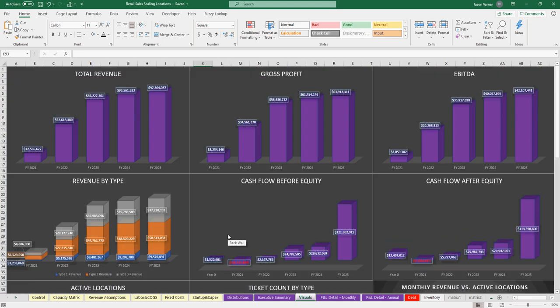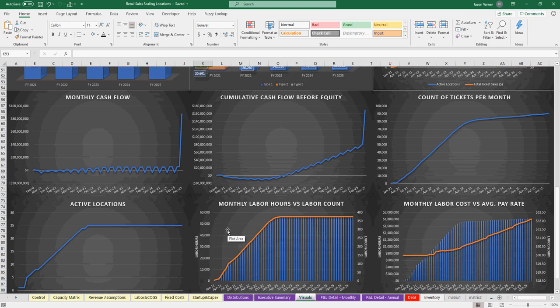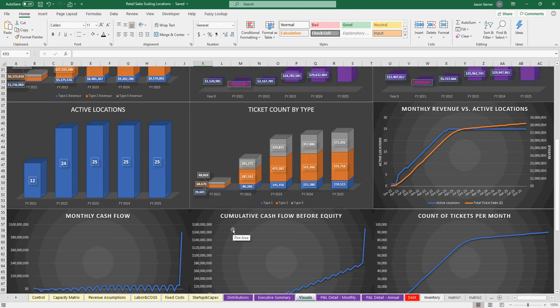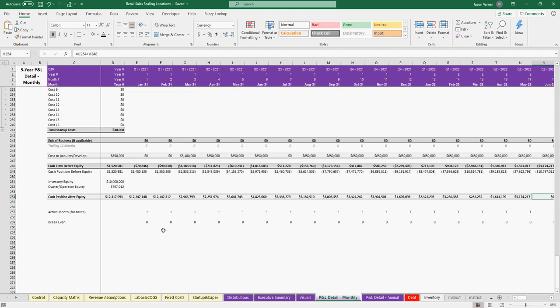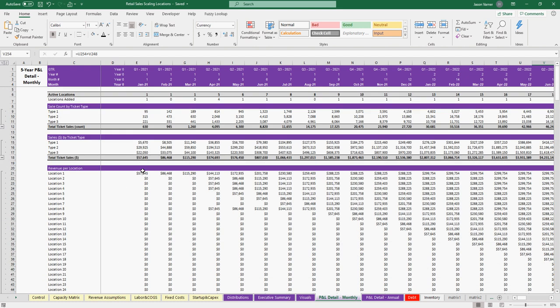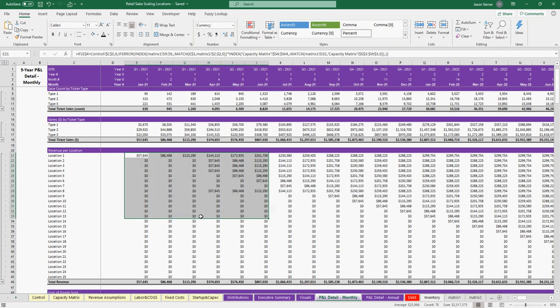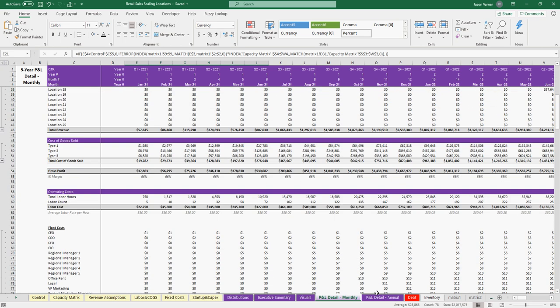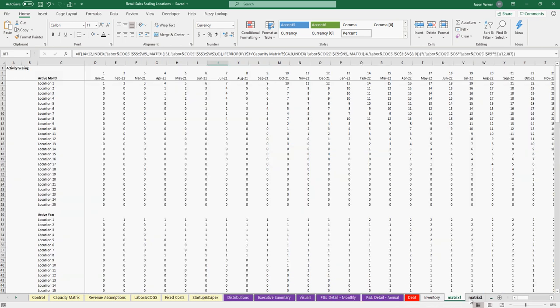I put in a ton of visuals. I'm probably actually going to add some more visuals. I want to do the total revenue and or sales by location per month. So this here, I want to put this into a chart, so I'll probably add that in. And let's see, do I have the sales?